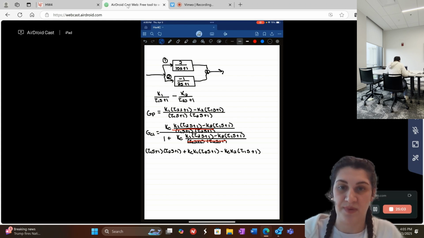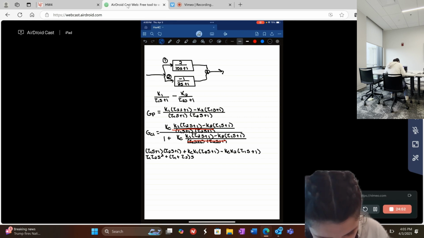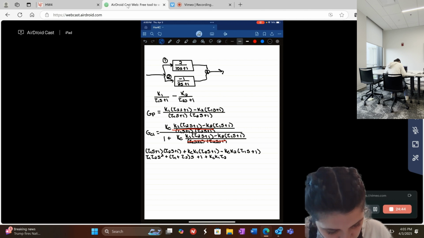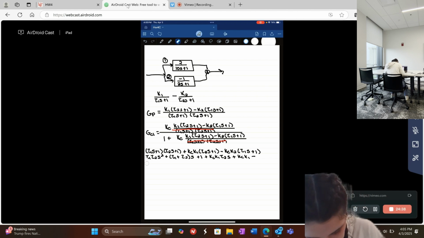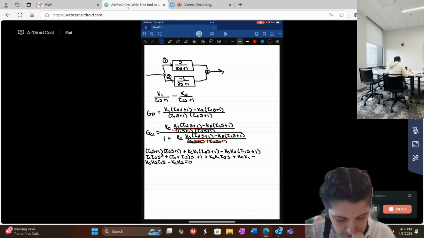Next, we are going to expand this out. So you end up with tau 1 tau 2 s squared plus tau 1 plus tau 2 times s plus 1 plus kc k1 tau 2 s plus kc k1 minus kc k2 tau 1 times s minus kc k2. That's equal to 0.